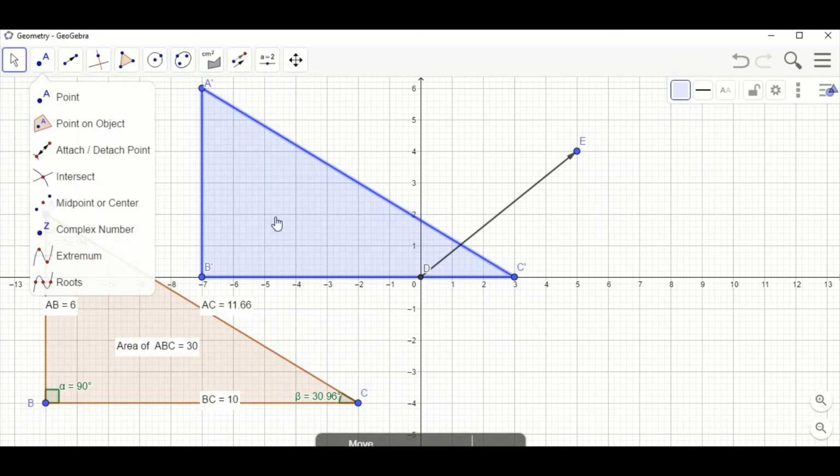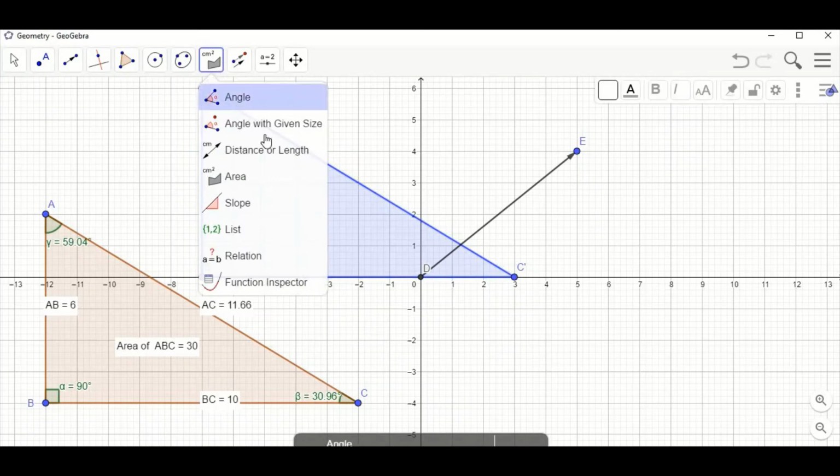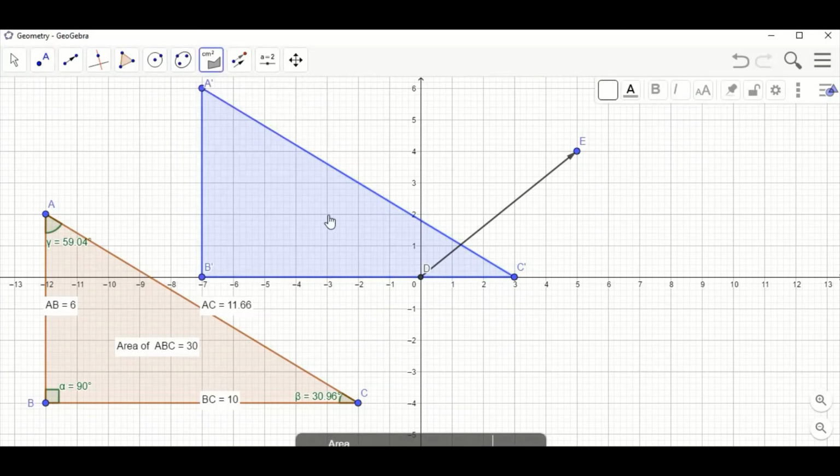Now the image is in the blue color, right? All right, so let's check the area to see if the area is the same. Okay, so when we compare both areas, they are the same. So the area of A prime, B prime, C prime is also 30 units. So that is another property that we can observe, right?